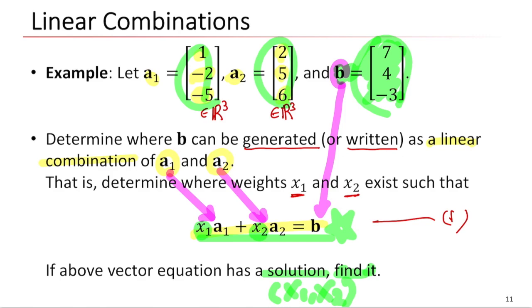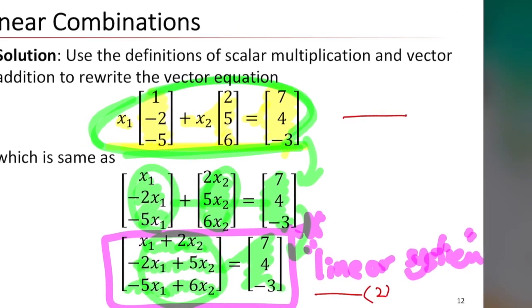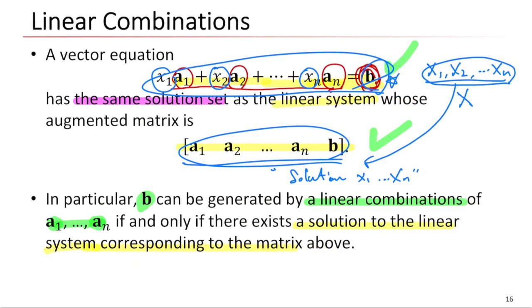For example, if we have two vectors A1 and A2, and if we have a vector B, we can represent the vector B in terms of A1 and A2. Then we can find the weights x1 and x2 that satisfy this linear combination. In other words, x1 and x2 will be the solution of this vector equation, right? So here was the example.